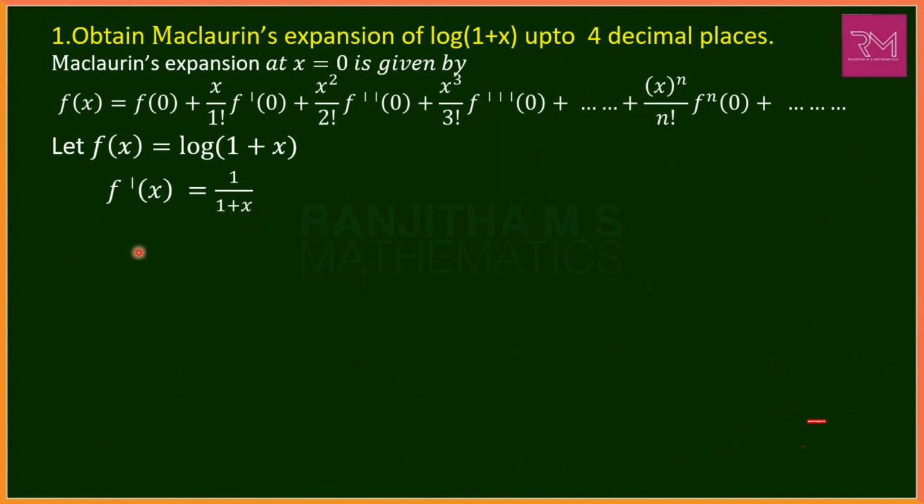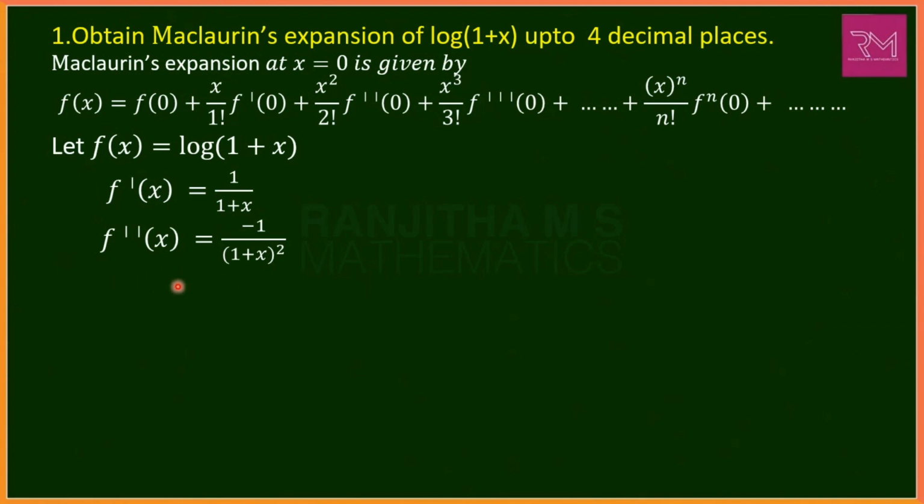Again differentiate f dash of x. We get f double dash of x as the differentiation of 1 by 1 plus x. If we take 1 plus x to the numerator, that becomes 1 plus x whole power minus 1. This is of the form x power n. We know that differentiation of x power n is n into x power n minus 1. Hence we get minus 1 into 1 plus x whole power minus 2, that becomes minus 1 divided by 1 plus x whole square. This is f double dash of x.